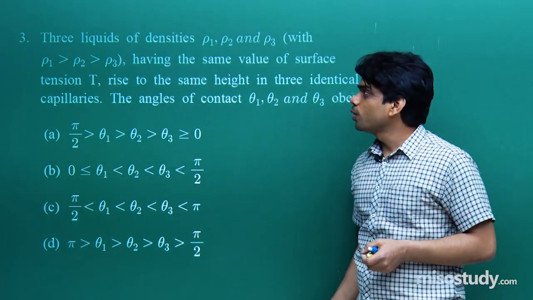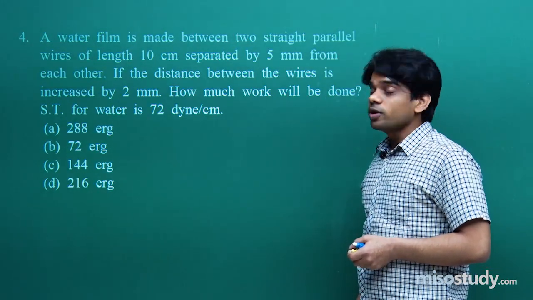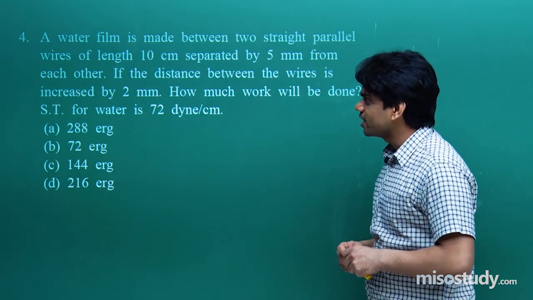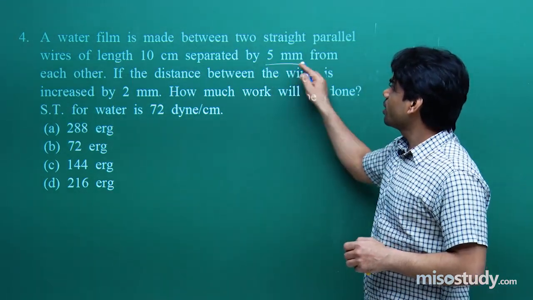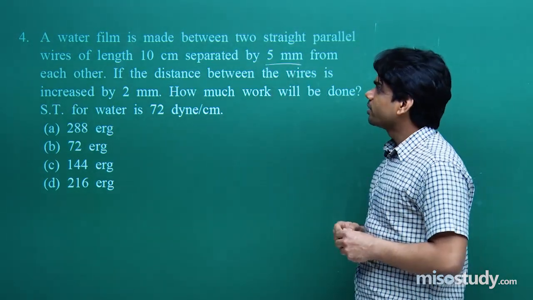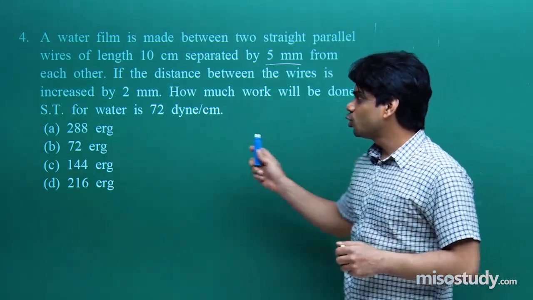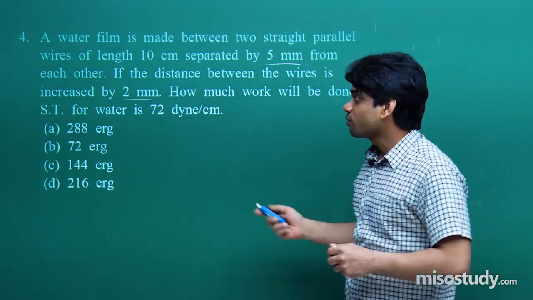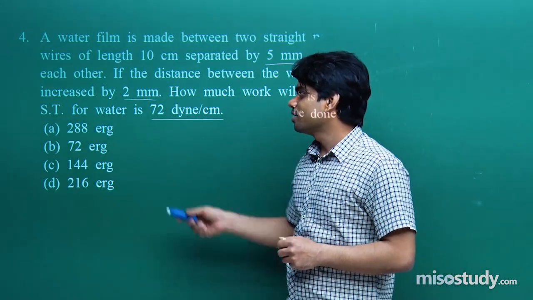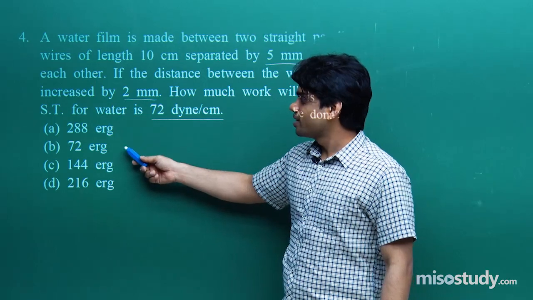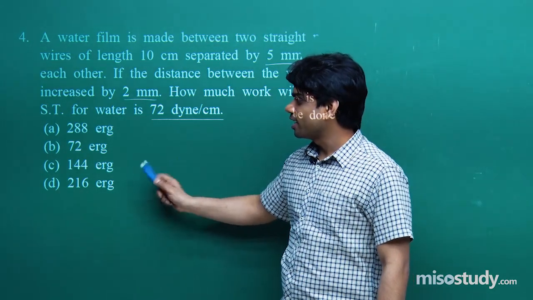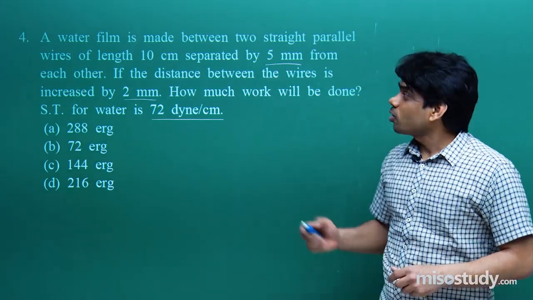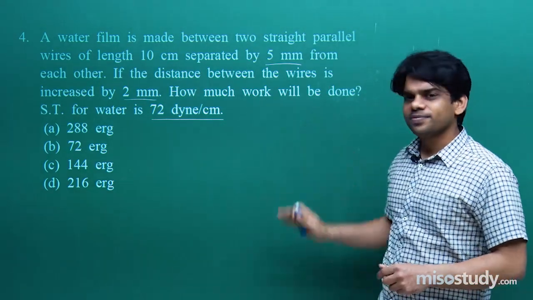We have question number 4. A water film is made between two straight parallel wires of length 10 cm separated by 5 mm from each other. If the distance between the wires is increased by 2 mm, how much work will be done? Surface tension for water is 72 dyne per centimeter. A 288 ergs, B 72 ergs, C 144 ergs and D 216 ergs. Now see here, we are talking about surface energy, how much work will be done?